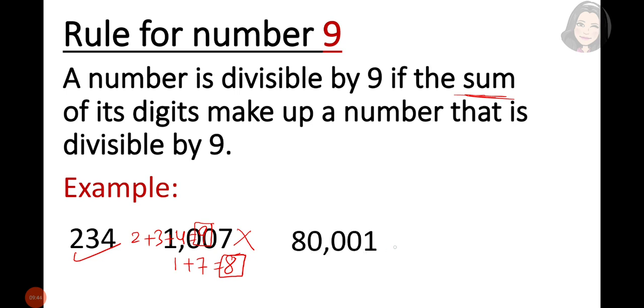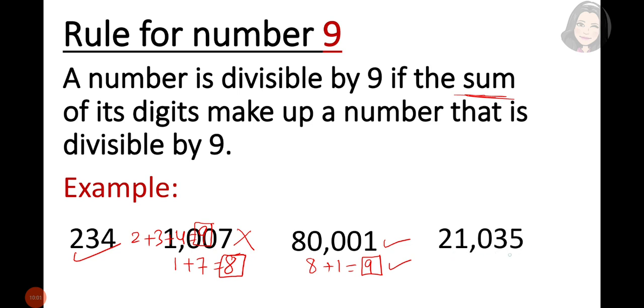Let's check the number 80,001. Add its digits. 8 plus 1 is going to be a 9. If you divide the number 9 by 9, it's going to be a 1 remainder 0. Since the remainder is 0, then it is going to be divisible by 9.